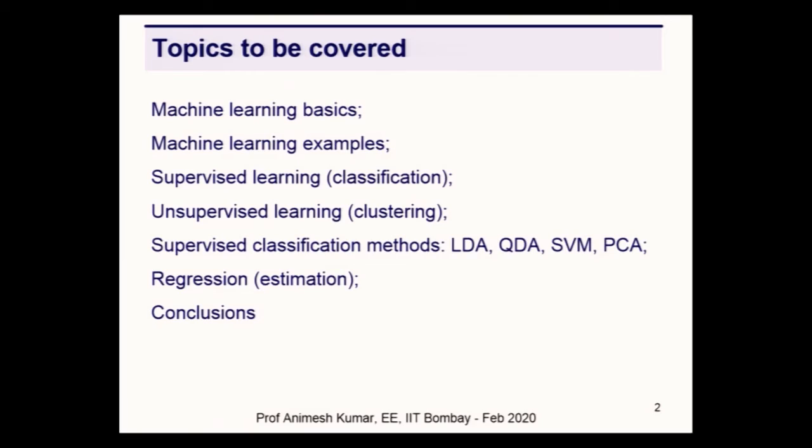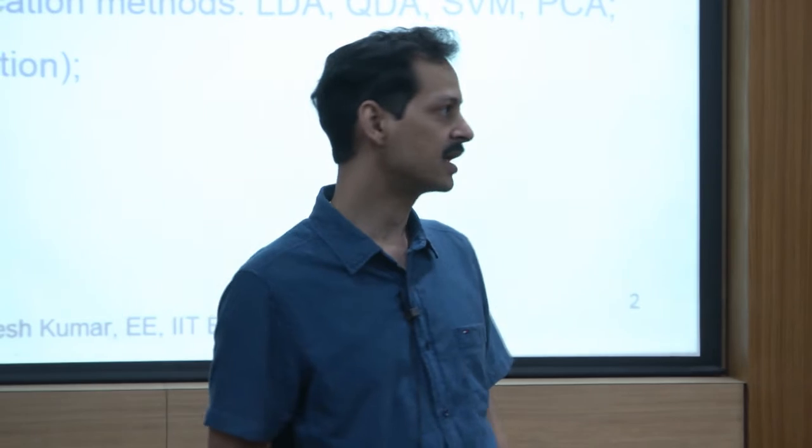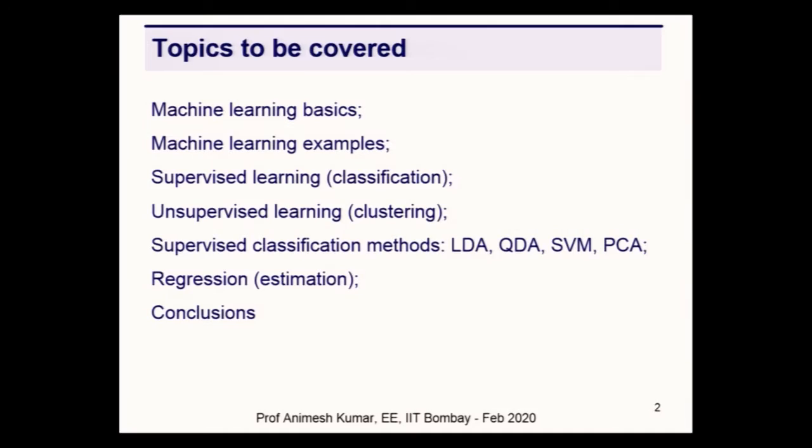All right, so these are the topics that I'll be covering. We'll be starting with some basics of machine learning, just how to spot a machine learning problem, and then we'll be discussing some machine learning examples leading us to supervised learning. And then in supervised classification methods, I'll be talking about a few known ones: LDA, QDA, SVM, support vector machine, or PCA, which is called principal component analysis. And I may give you some hints on how to do regression, if you're not into classification but into regression or estimation style of problems. And then finally, we'll conclude.